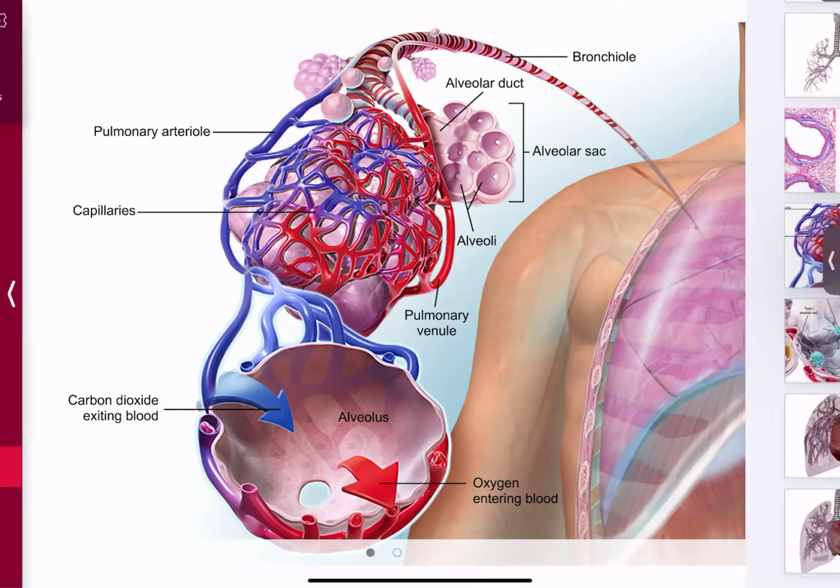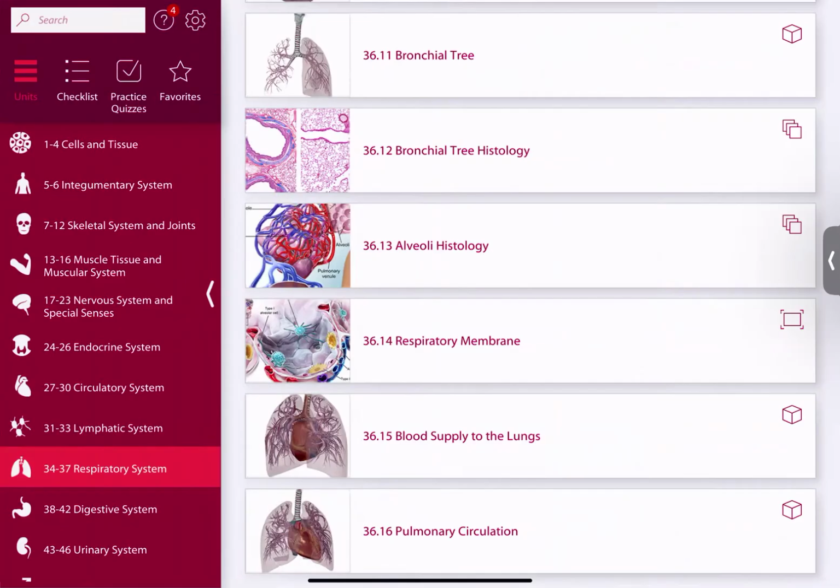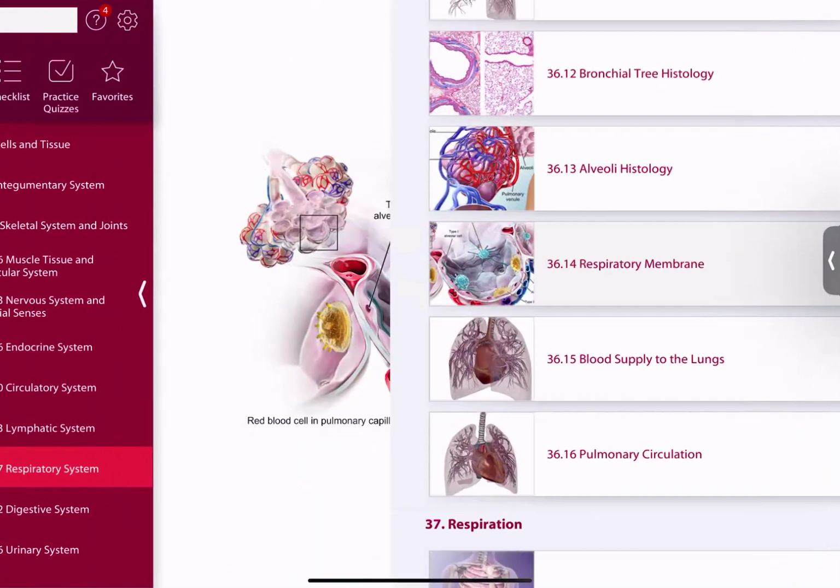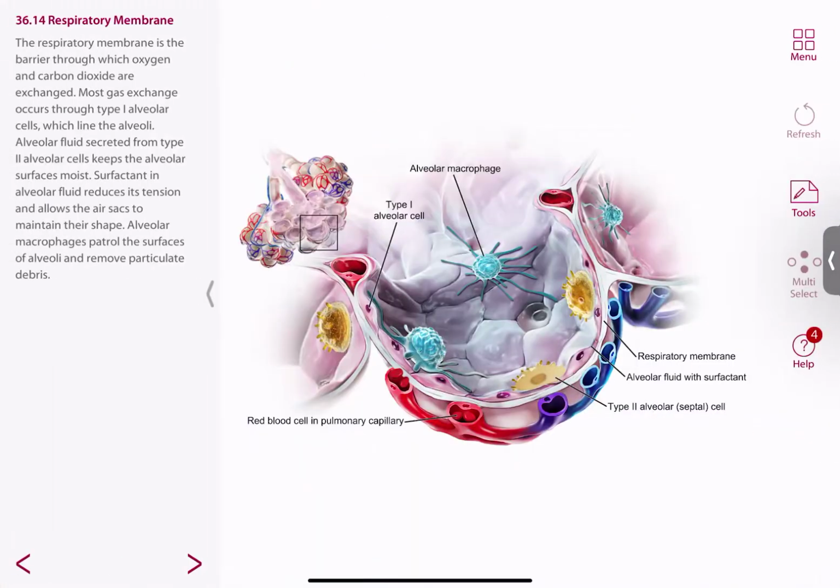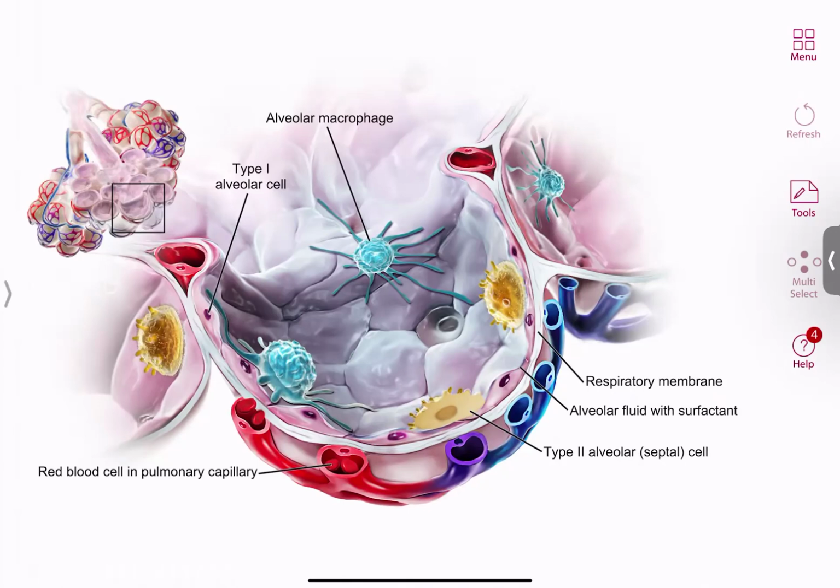Moving on. You can see the respiratory membrane. Now, the respiratory membrane is formed of the thin walls of the alveoli. In between the thin walls of the alveoli and the blood capillaries lies the alveolar fluid with a surfactant. That surfactant present in between helps to reduce the surface tension that facilitates rapid diffusion of gases.